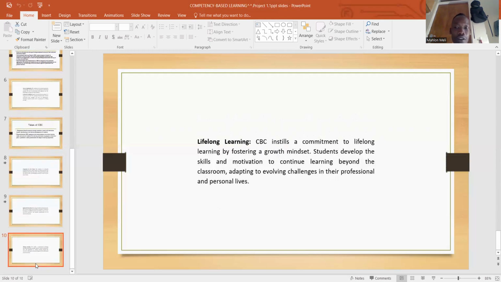And lastly is the lifelong learning. CBC instills a commitment to lifelong learning by fostering a growth mindset. Students develop the skills and motivation to continue learning beyond the classroom, adapting to evolving challenges in their professional and personal lives.